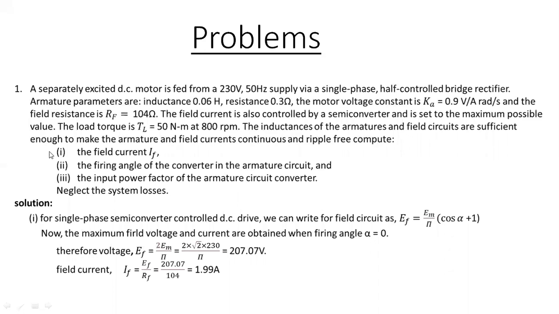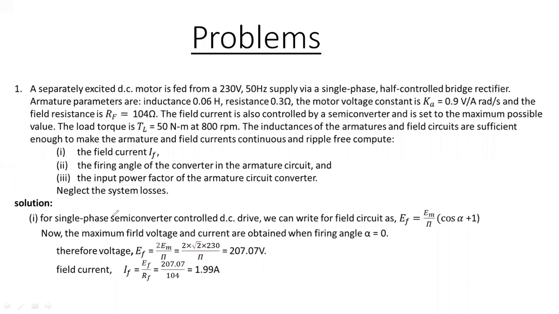Now what do we calculate? First we have to calculate the field current IF. The second one, the firing angle of the converter in the armature circuit. And the input power factor of the armature circuit. So these three we need to calculate.